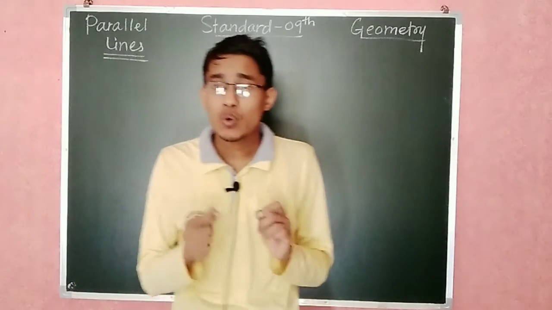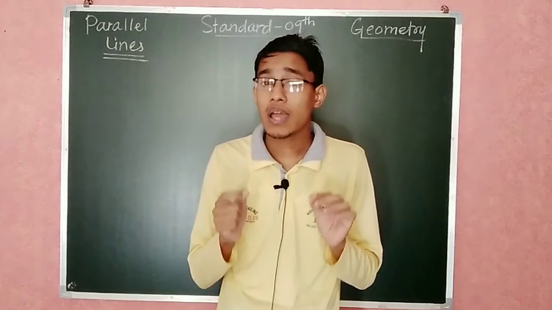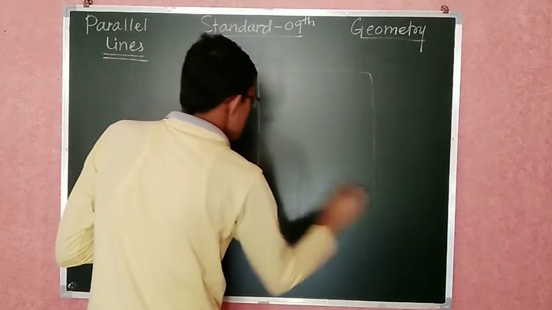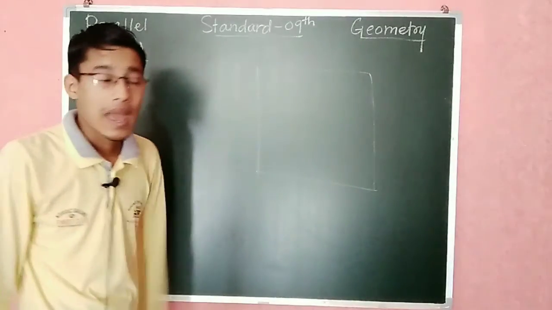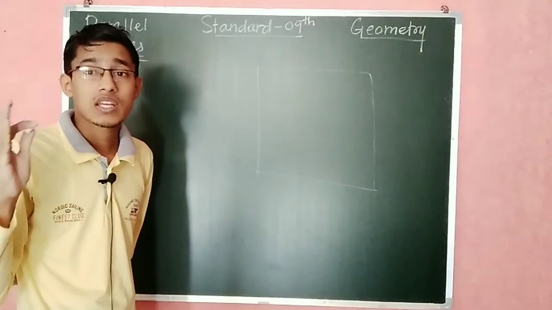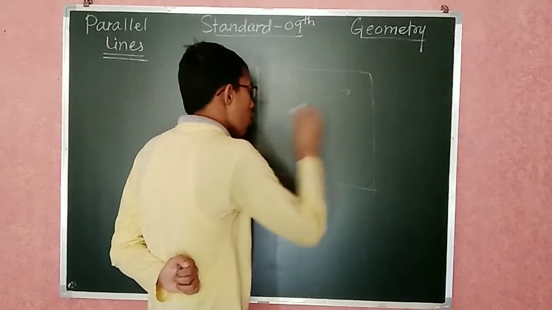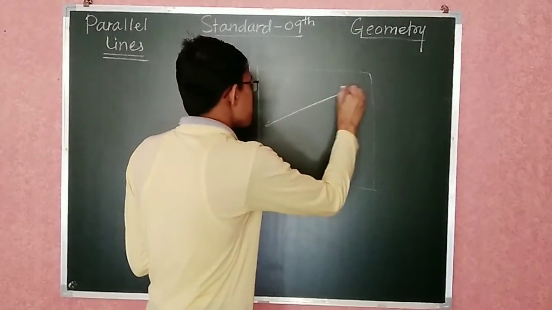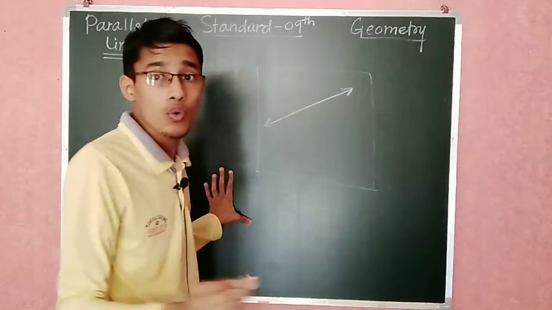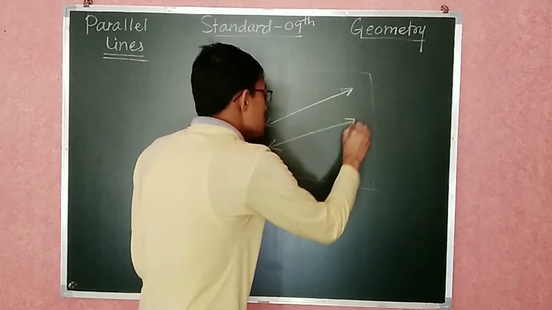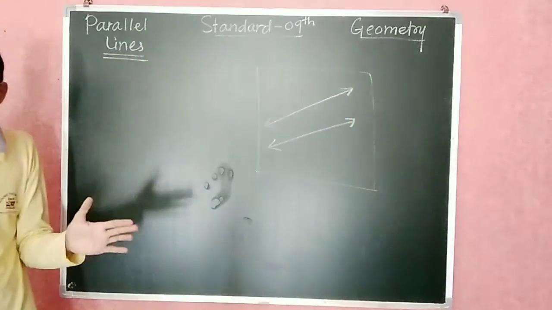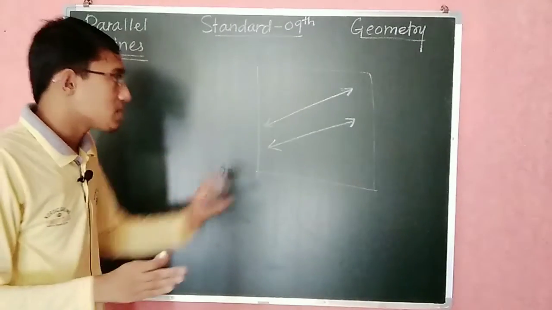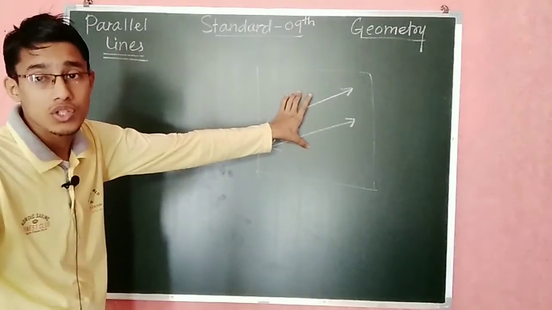As we know, parallel lines are the lines which lie in the same plane and do not intersect each other. Two lines or more than two lines which are not going to intersect each other. Both the lines are coplanar and are not going to intersect each other. In that case, these lines are parallel to each other.